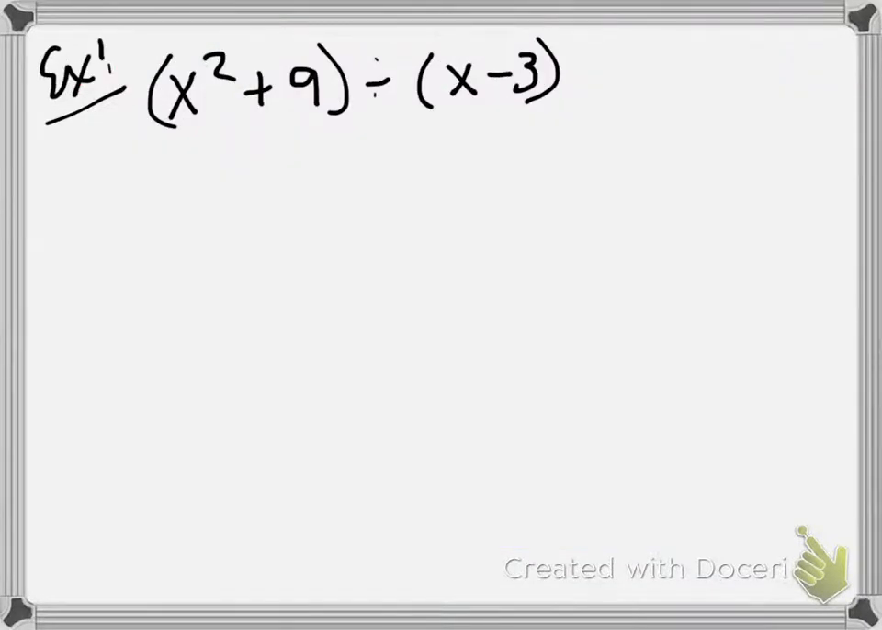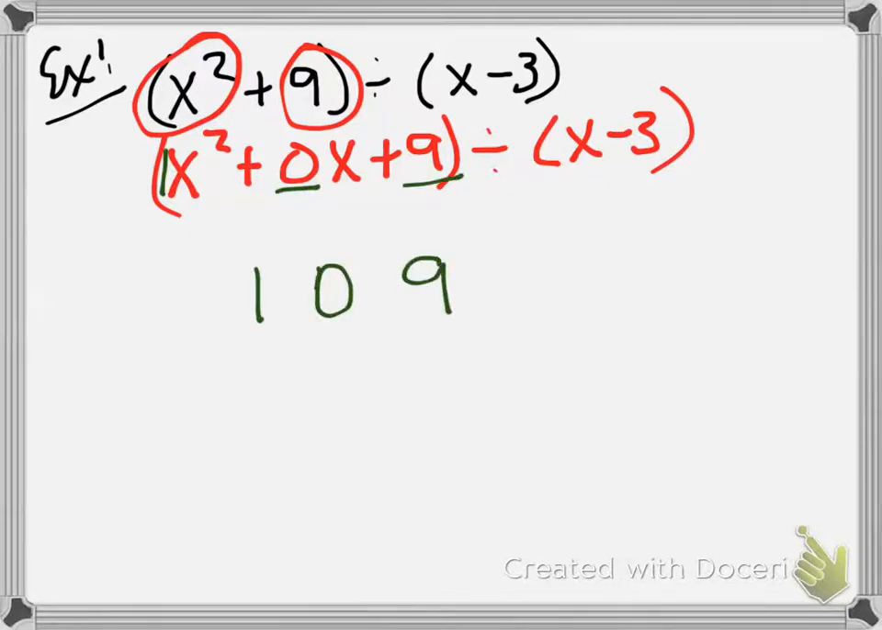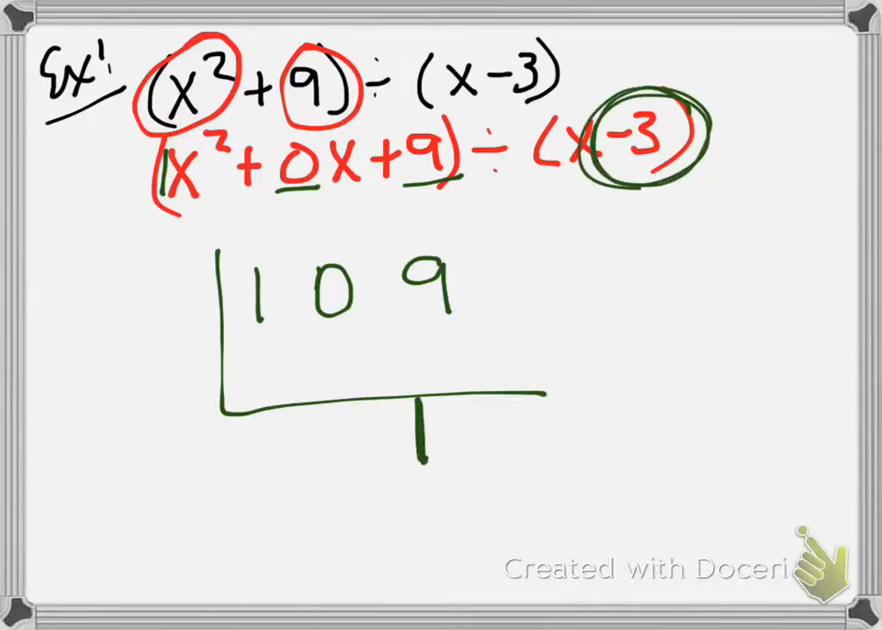This time I'm going to show you what to do if you're missing a term. How do I know I'm missing a term? Well, I have x squared. The next thing should be something x, and it's missing. And then I have the 9. So I'm going to start off by saying this should be x squared plus 0x plus 9 divided by x minus 3. So now let's set it up. This is going to be 1, 0, 9. Make my box, make my remainder line. I'm going to take this negative 3, I'm going to switch it to positive 3, and that's my setup.